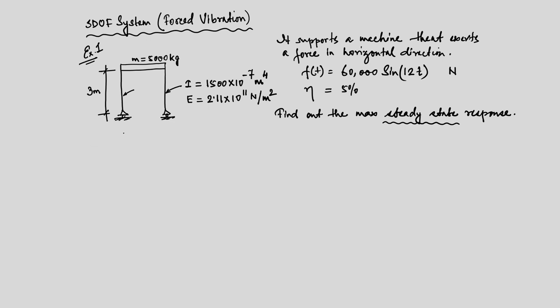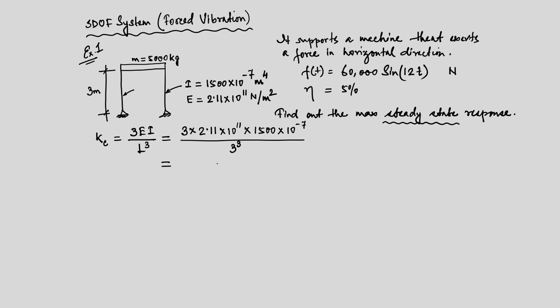We have a steel column. Obviously, the stiffness of the column, let it be Kc in the horizontal direction, it is, sorry, there is no roller, I just improve the boundary condition. So, this is hinge at the bottom. So, it will be 3 EI by L cube. We know the Young's modulus, we know the moment of inertia I, and the length of the column is 3 meter. So, 3 times 2.11 into 10 to the power 11 into 1500 times 10 to the power minus 7 divided by 3 cube.